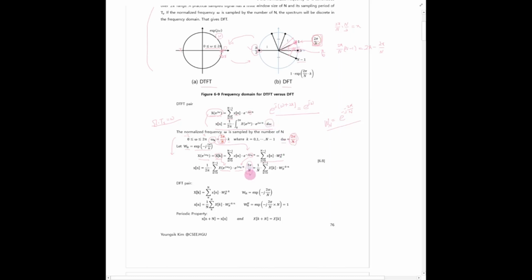Okay, then the 2 pi and 2 pi cancel out, and then 1 over N summation from 0 to N minus 1, being the harmonic components, and the W of this one should be the conjugate of this one. The conjugate of this one means the sign will change. So this is the inverse DFT.